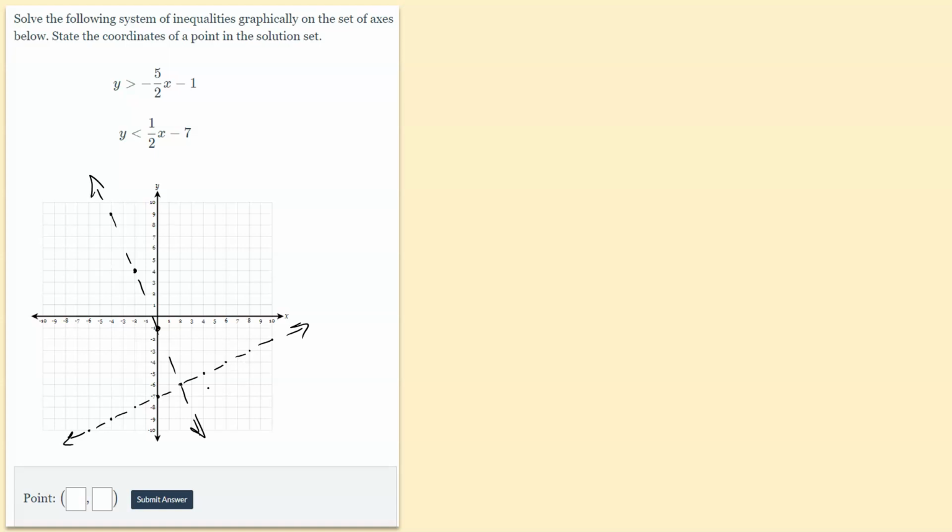So we've got to figure out where our overlapping region is. So for our line with a negative slope, we're shading above, so that would be up here. And the line with the positive slope, we're shading below, so that would be down here.